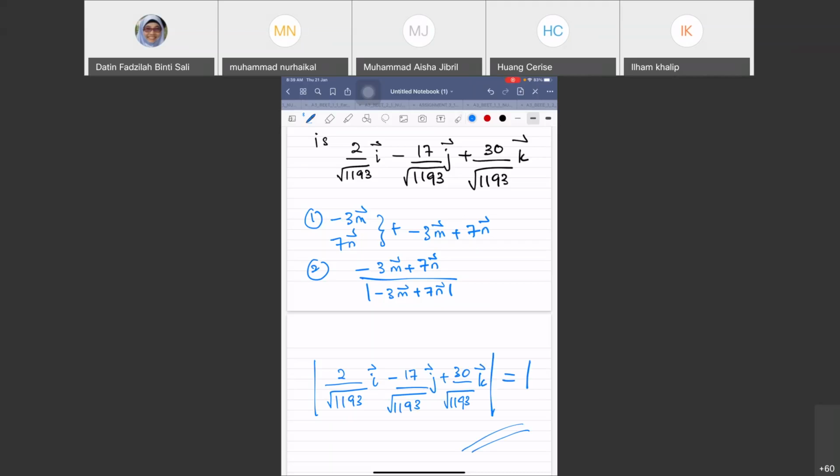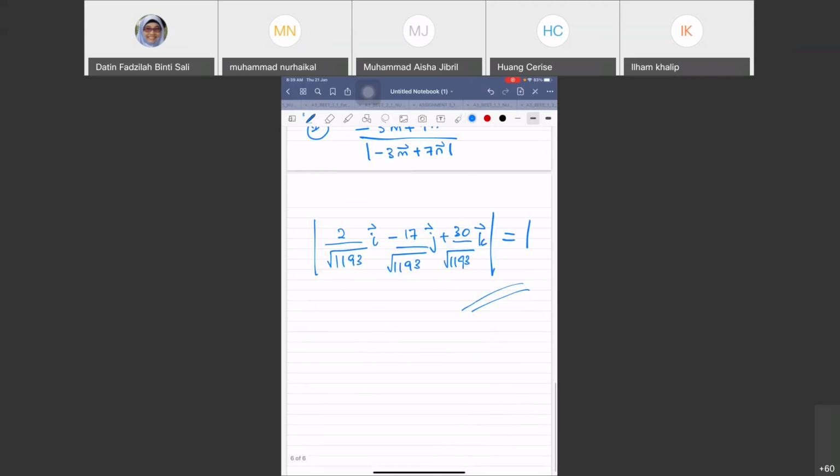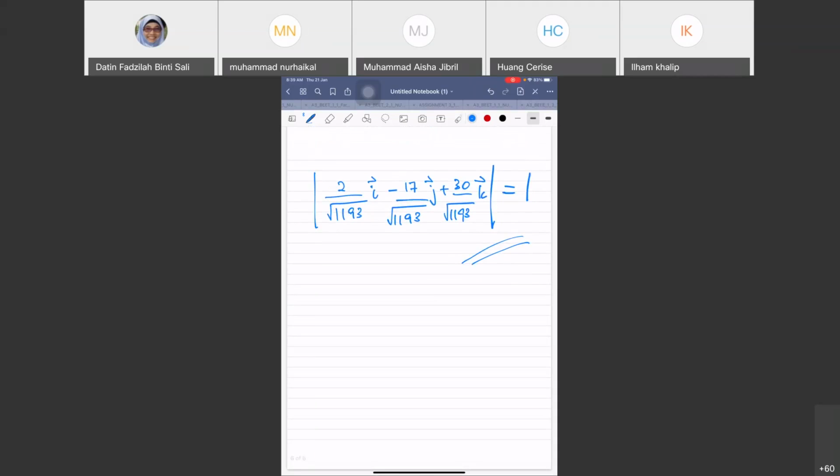I have actually given you an example for this, so you can refer to the example previously. So that is exercise 5.5. Then let's move on to exercise 5.6 on page 192. This time it is a dot product.